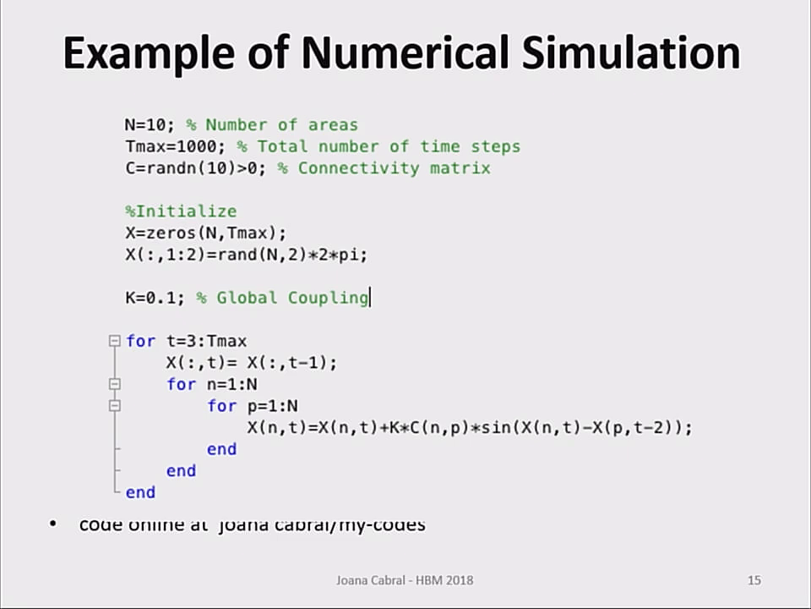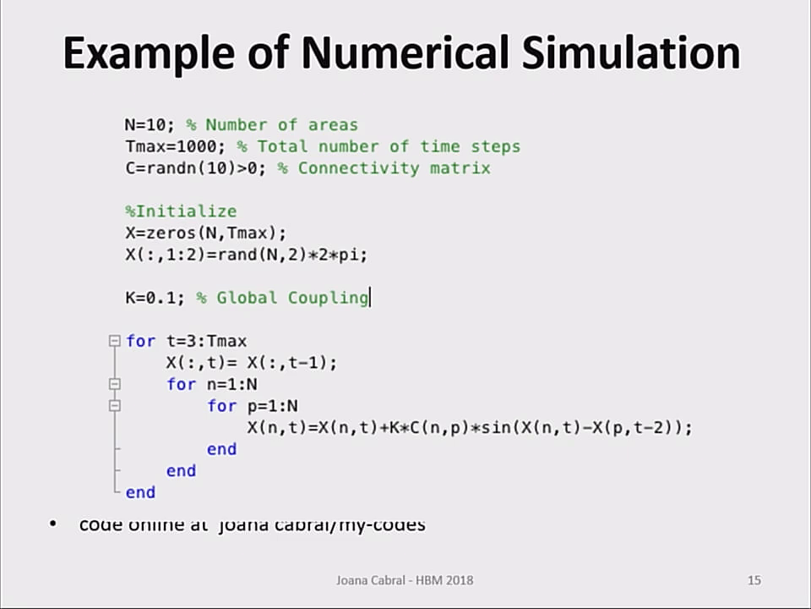And here I use a term which is the difference between the phases. It's the value of x_n at time t minus x_p at time t minus 2. So I consider that it takes 2 time steps to travel from node p to node n. So it's homogeneous delays, but 2 time steps of delay. This is usually useful, as I said, to break synchrony.